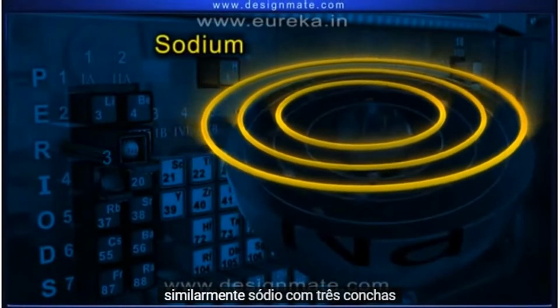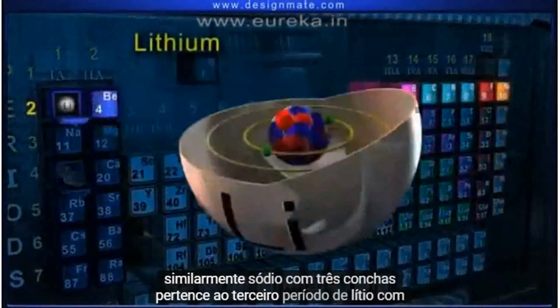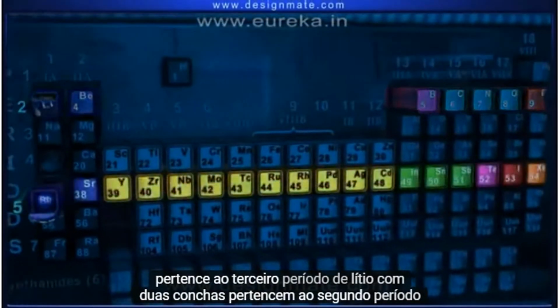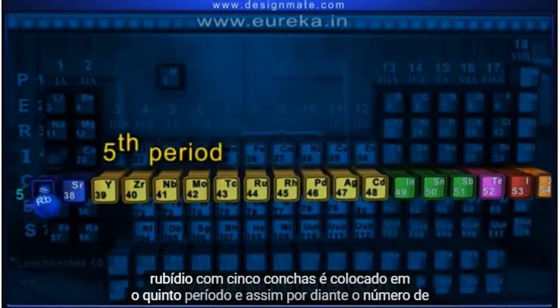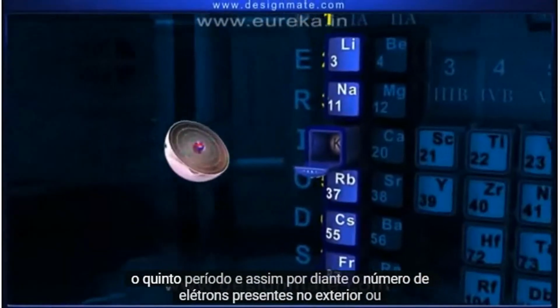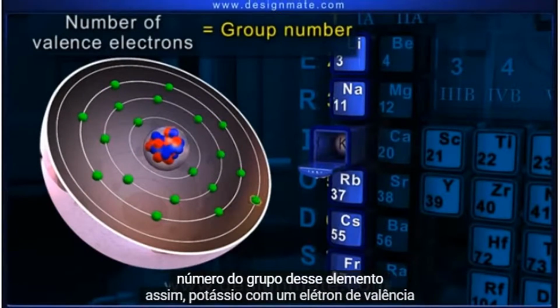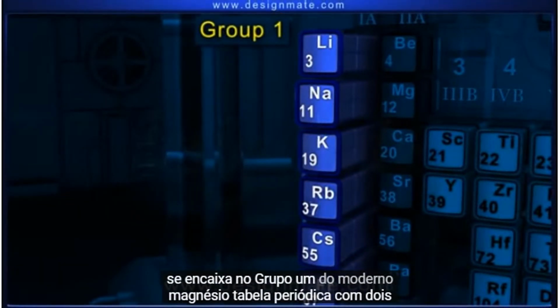Similarly, sodium with 3 shells belongs to the third period. Lithium with 2 shells belongs to the second period. Rubidium with 5 shells is placed in the fifth period, and so on. The number of electrons present in the outermost or valence shell of an atom decides the group number of that element. Thus, potassium with 1 valence electron fits into group 1 of the modern periodic table.